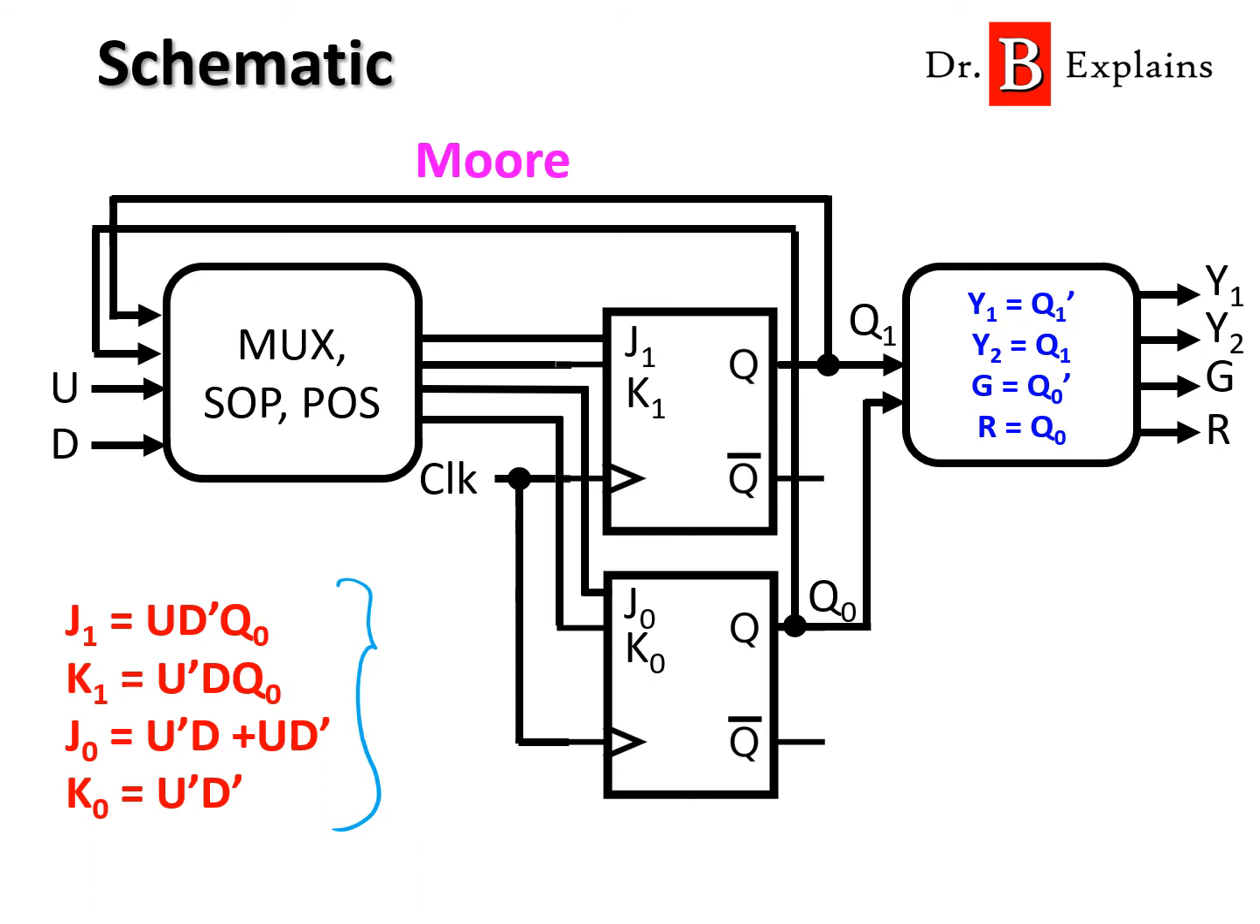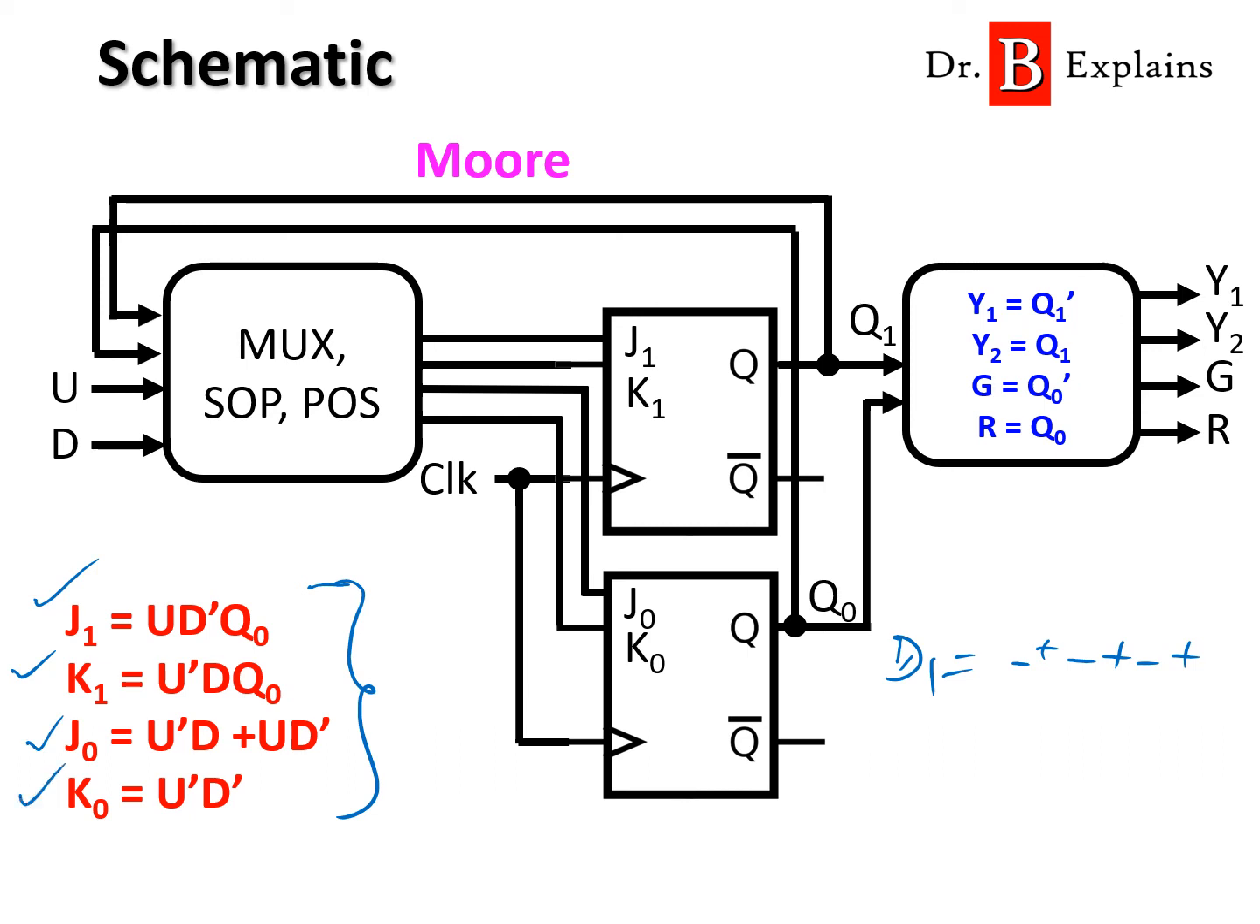Okay, so that's how we do it with the JK flip-flops. I wanted to mention that with JK flip-flops, it's harder to do the flip-flop input table, but in the end you end up with simpler equations than with the D flip-flop. The D flip-flop will be longer. For example, if you remember, D1 was equal to something, something, or something. It had four different terms. If you look at the other video, in this case you can see that J1 has one term, K1 has one term, J0 has two, K0 has one term.